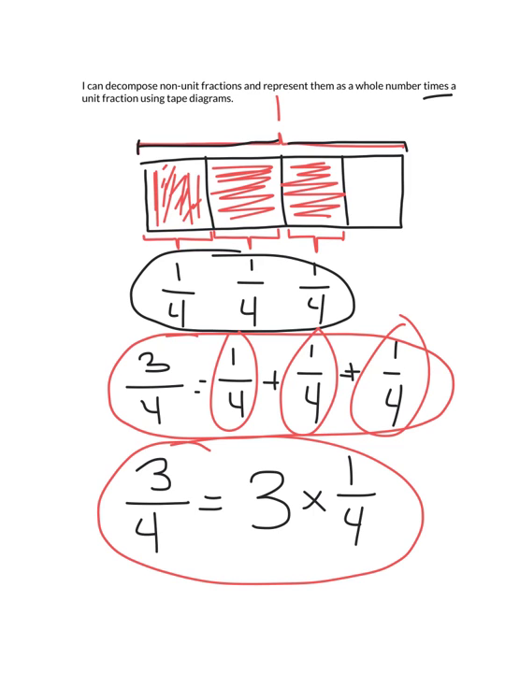Because if we look back at our tape diagram, we're going to see that we started off with 1/4 plus another fourth plus another fourth. There were 3 1/4s. So today we're working with a whole number, 3, and we're multiplying that times the unit fraction, which in this case was 1/4.